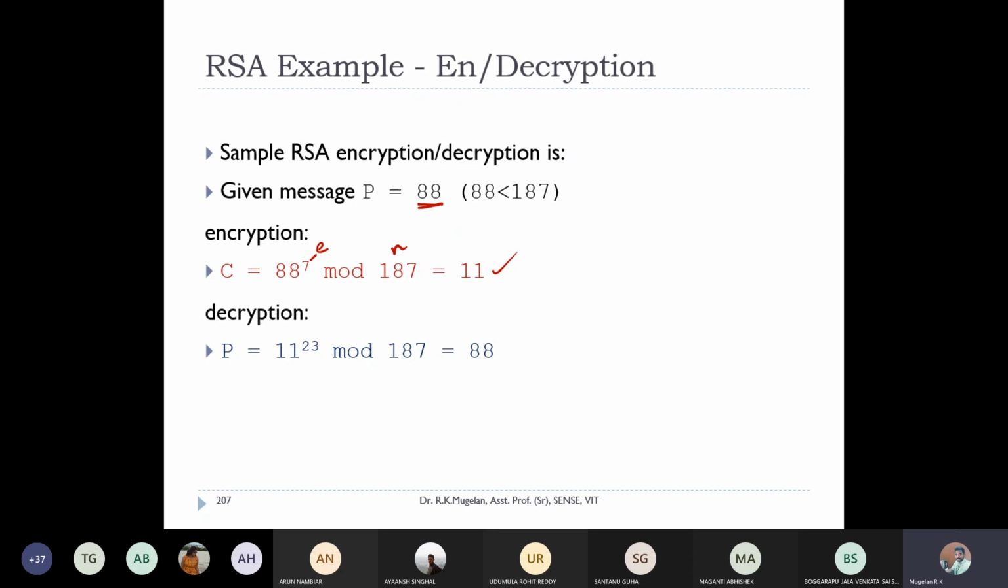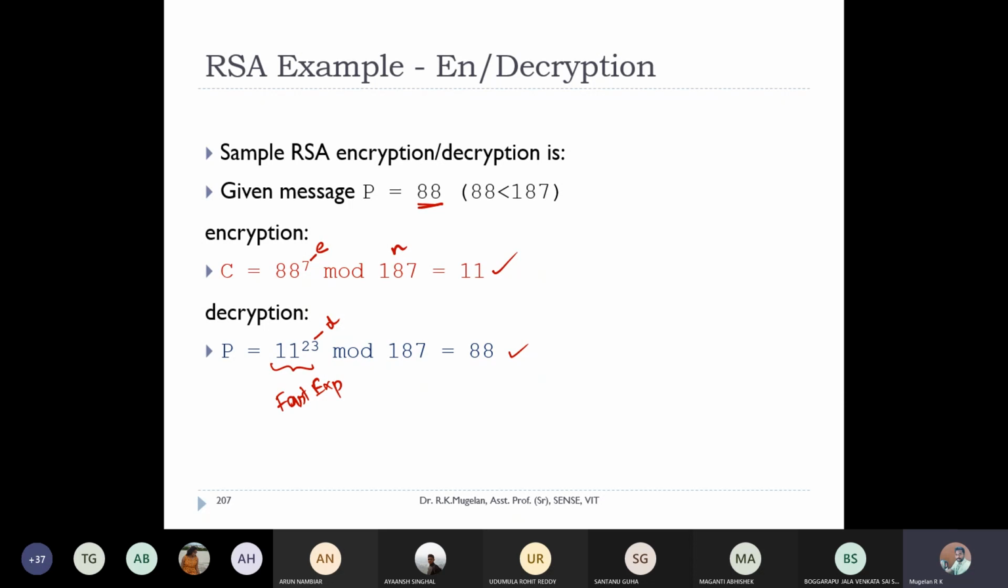And if I use my decryption process here, 11 power 23, which is your D, mod 187. Whenever you face this, you can go for the fast exponentiation method to find the answer. If you are okay with the calculator, then well and good. If not, you have to go with the fast exponentiation method, and you can get your plain text back.